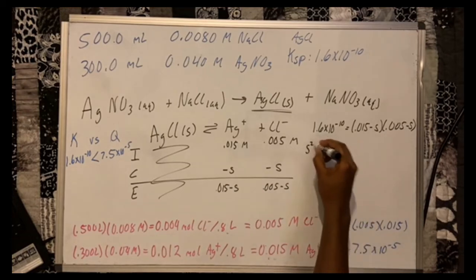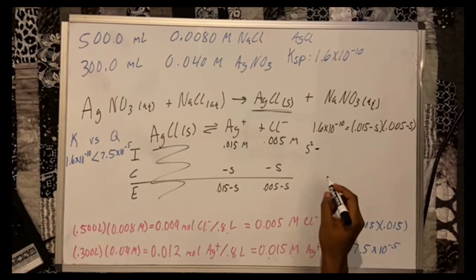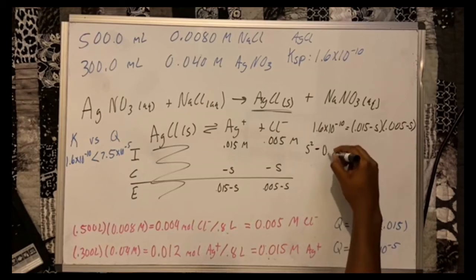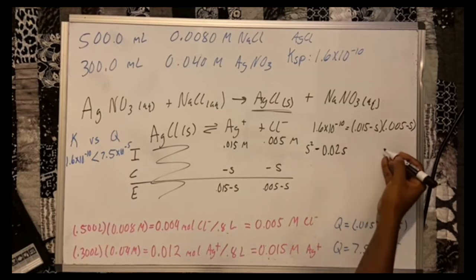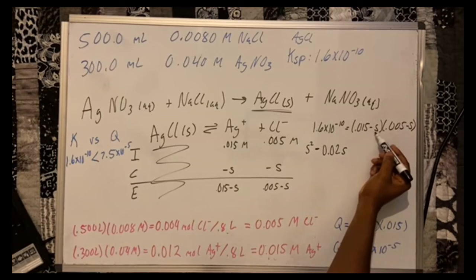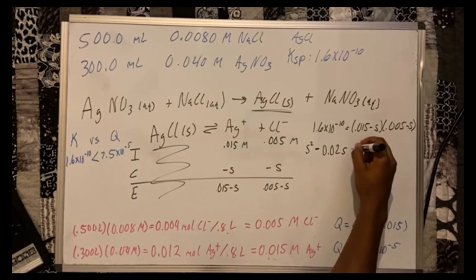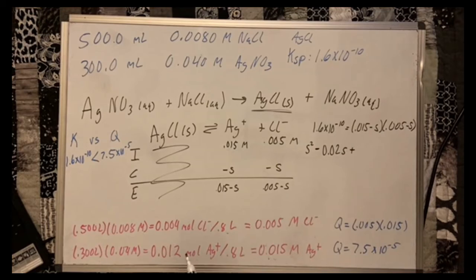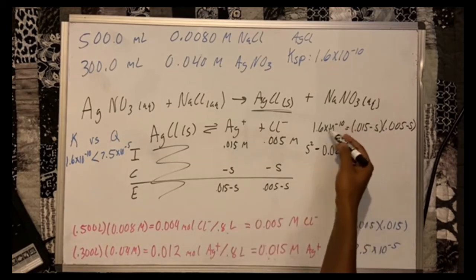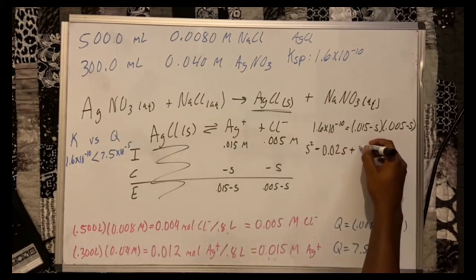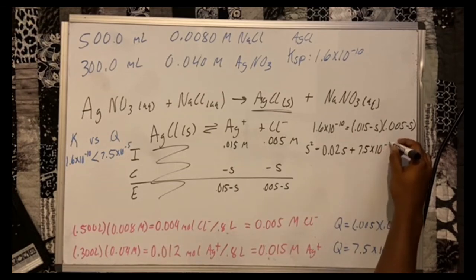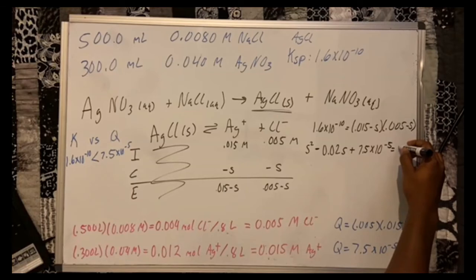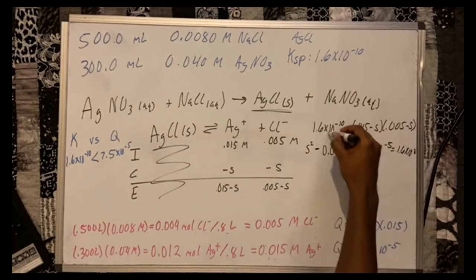It's going to be S squared, minus whatever 0.015 plus 0.005 is, so 0.02 S. I'm doing my FOIL, so this times that plus this times that, and then plus 0.00075, that's the 0.015 times that, and then minus this guy. And so plus the 7.5 times 10 to the negative 5 equals my 1.6 times 10 to the negative 10. Sorry, you can't see that. It's just that. This is the same thing.